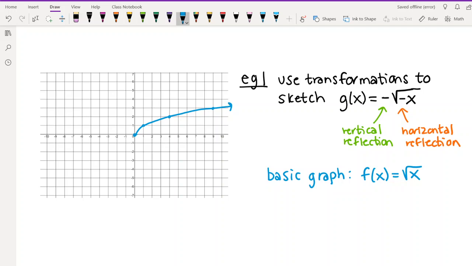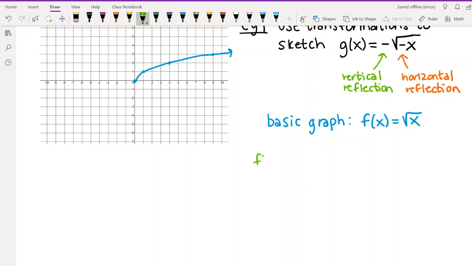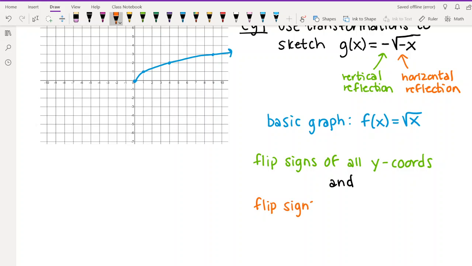So if we're doing both a vertical reflection and a horizontal reflection, that means that we're going to need to flip the sign of all the y coordinates, but then we're also going to need to flip the signs of all the x coordinates. And so we can really do that at once because, again, it's this process of focusing on just these few points, and we can just flip the signs of both the x and the y coordinates and then connect the dots for our new graph.